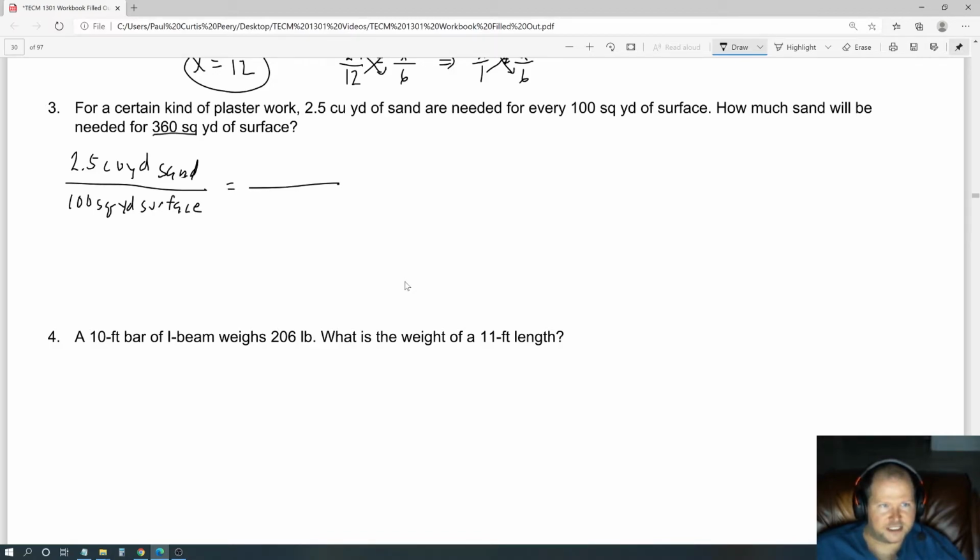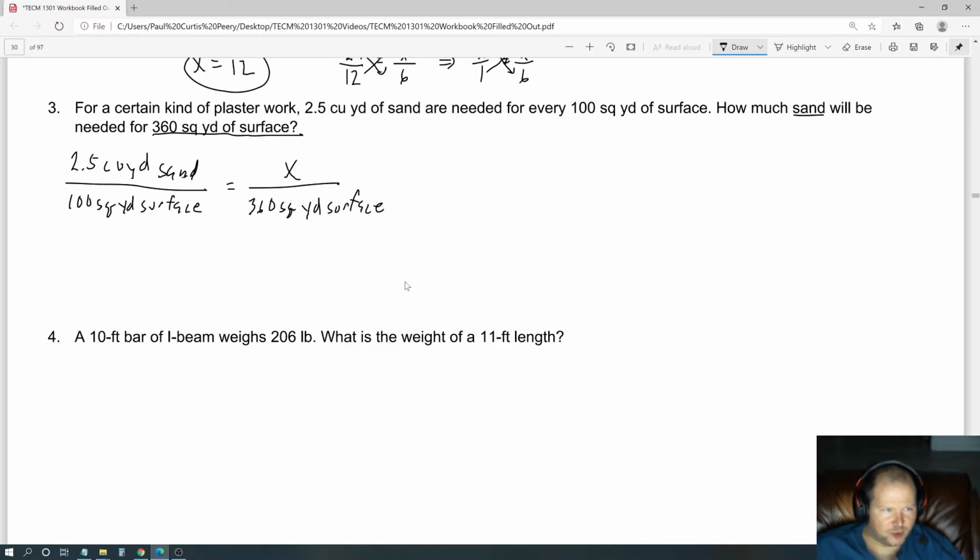They're saying 360 square yards of surface. Well, where does that go? It goes on the bottom with the other square yards of surface. So it's 360 square yards of surface. I'm just trying to make sure we know where to put the numbers, and the unknown is right there. And they say, how much sand? Well, that makes sense. That sand's going to be on the top. It's the x. Okay, cool. We set it up correctly, almost certainly.